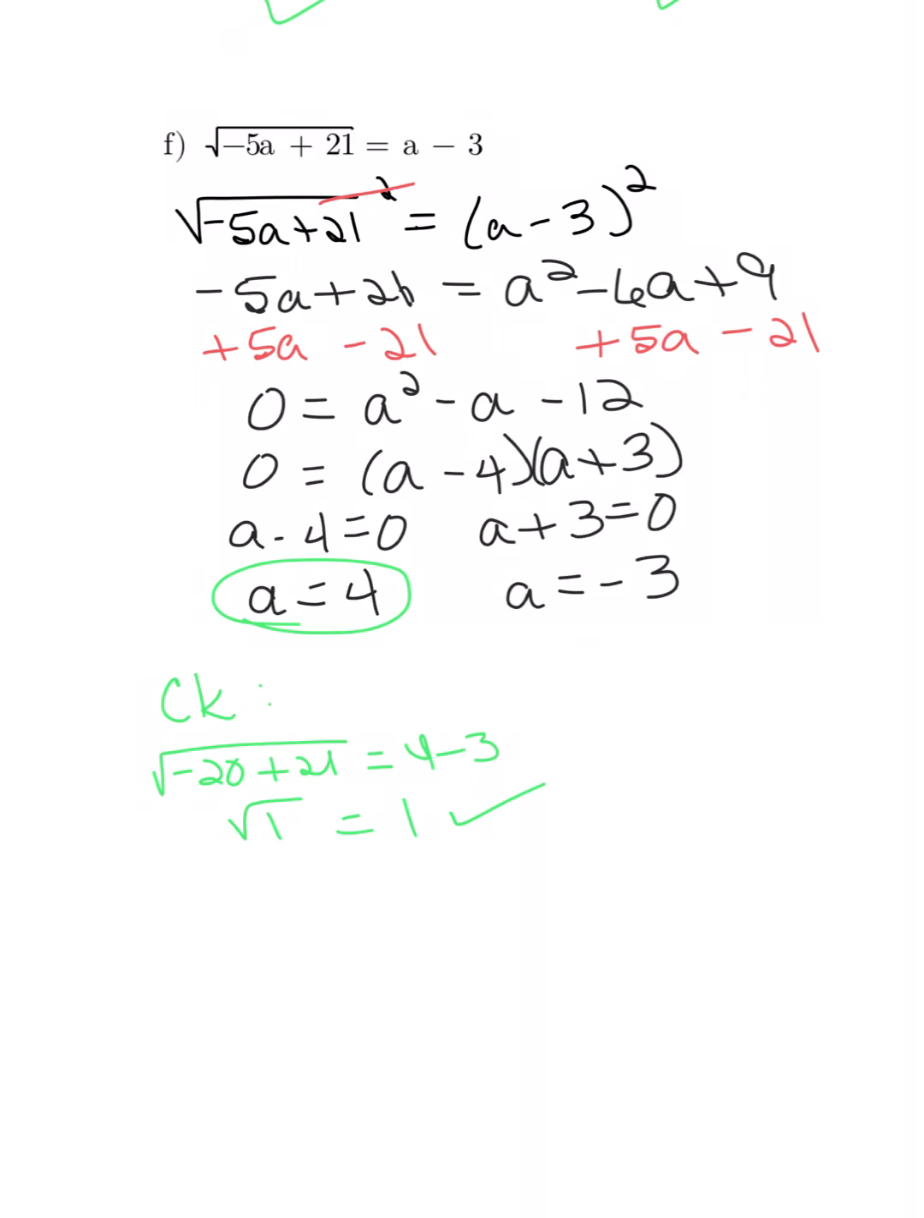For the negative 3, we would have the square root of positive 15 plus 21 equals negative 3 minus 3. This would be the square root of 36 equals negative 6. When you have a square root symbol, it cannot equal a negative number. So this solution does not work, and we must throw out a equals negative 3.